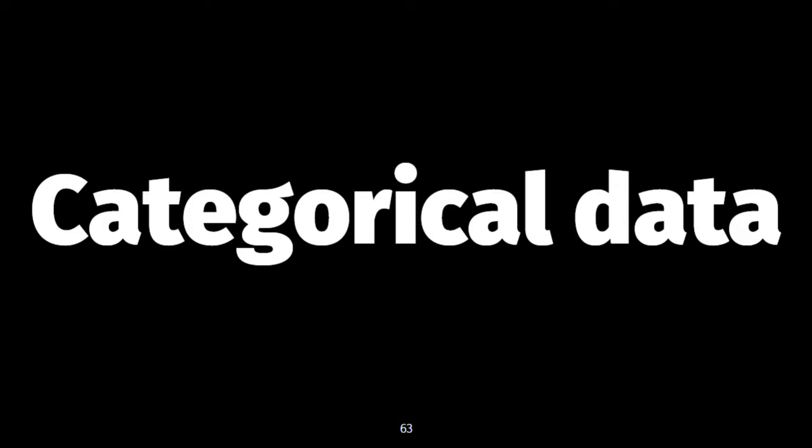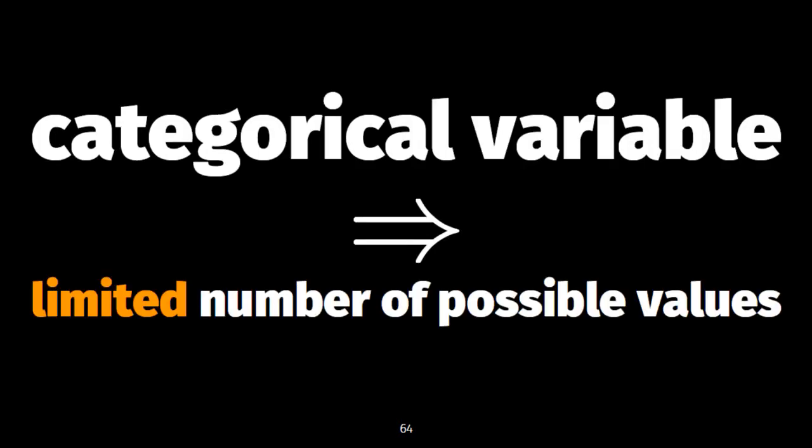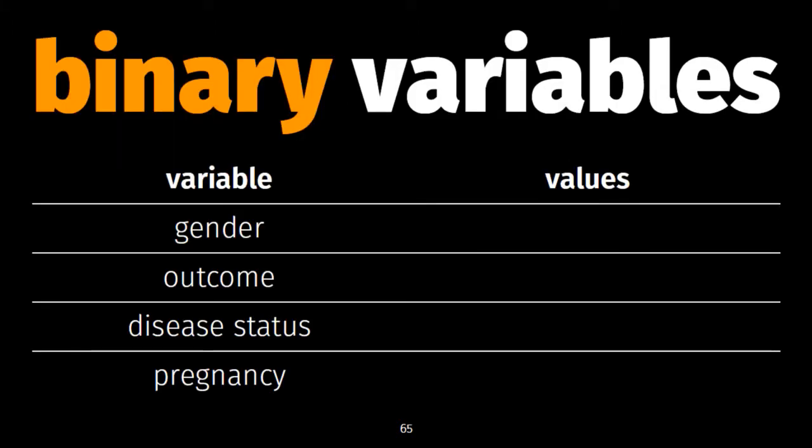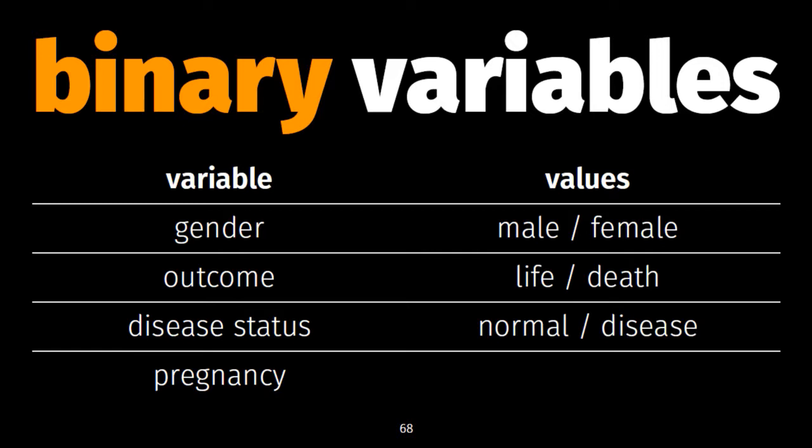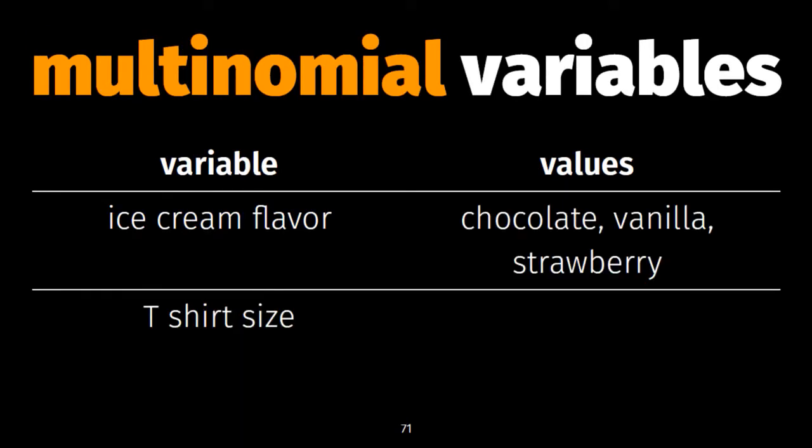Move on to a different kind of data, categorical data. This is a little different. So far, we've been talking about parametric things like height, where you have this continuous distribution. Categorical data, you tend to be limited. For example, maybe you're so limited there's only two possible values. Like traditionally, we talk about genders being male or female. Outcome, maybe life or death, disease, plus or minus, pregnancy, plus or minus. No in-between states. Sometimes we have more possibilities like ice cream or t-shirt sizes.